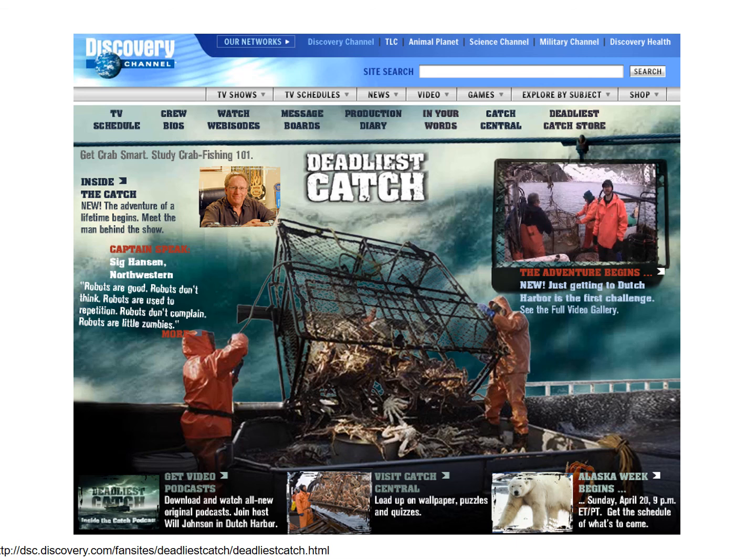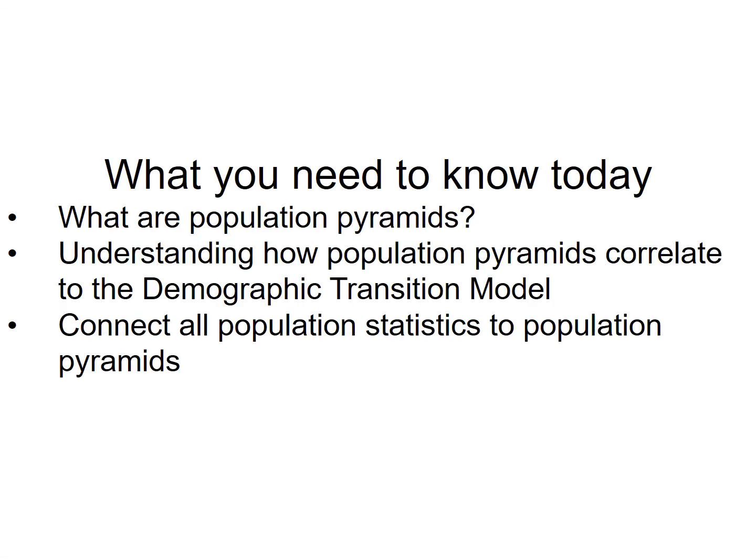So what do you need to know today? Well, you got to know what population pyramids are, right? You got to know how to use population pyramids and how they correlate to the demographic transition model. Like, what will my population pyramids look like in each stage, and what does that tell us? And then finally, be able to connect all population statistics back to population pyramids. I'm talking your CBR, your CDR, your TFR, your IMR. Like, how do all those change the shape of population pyramids, especially when we're talking about NIR?